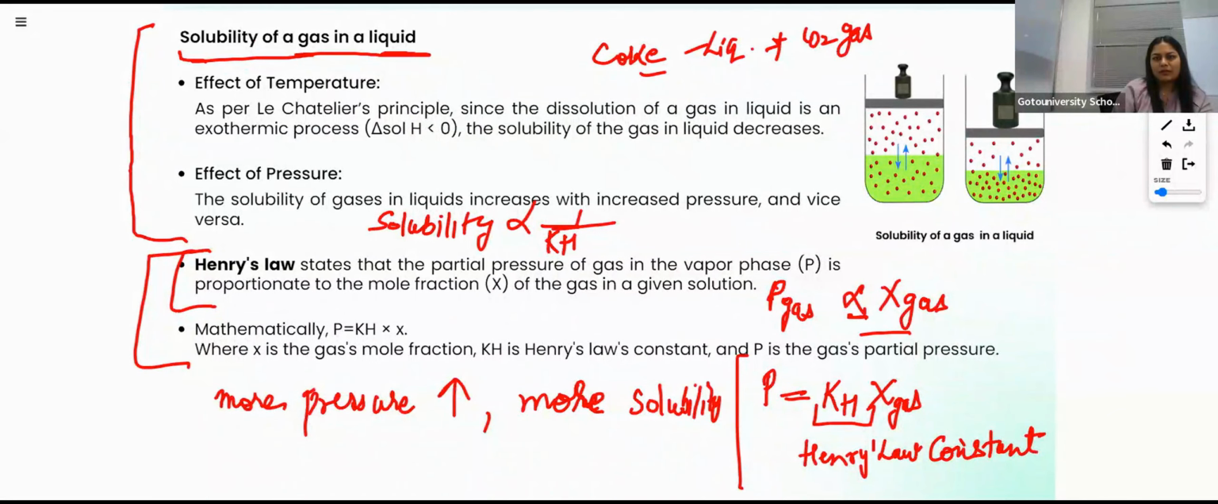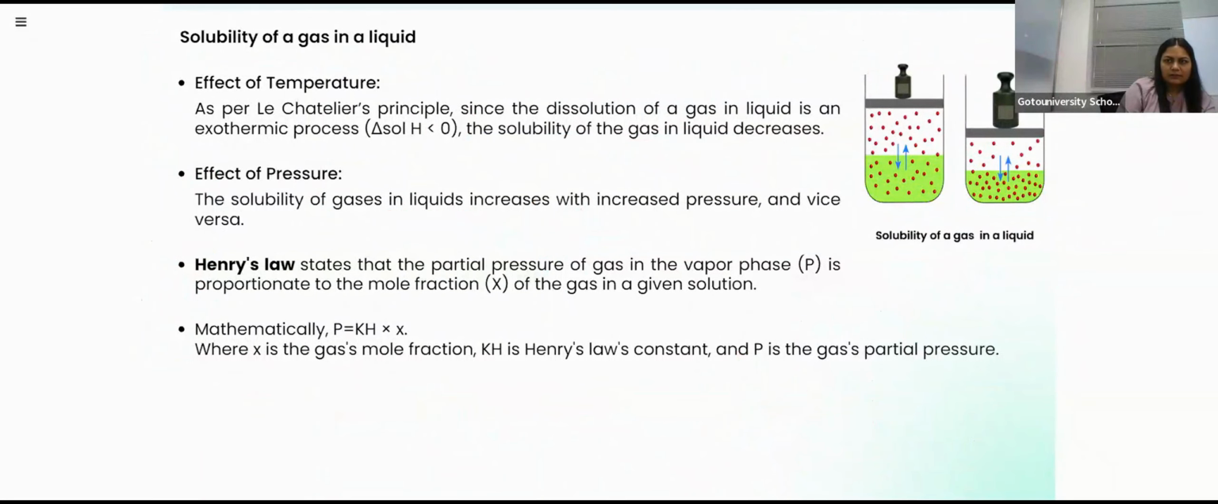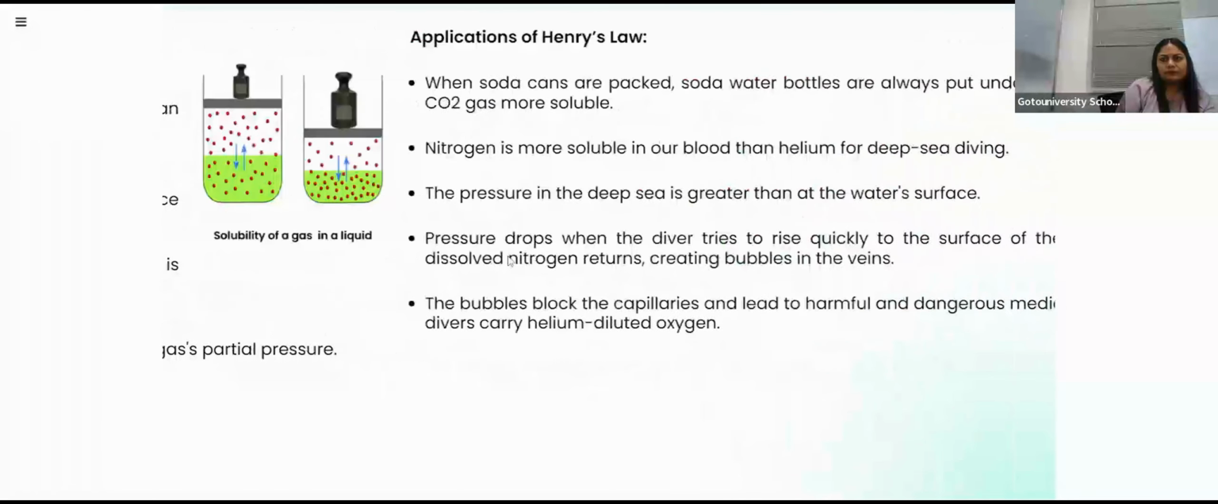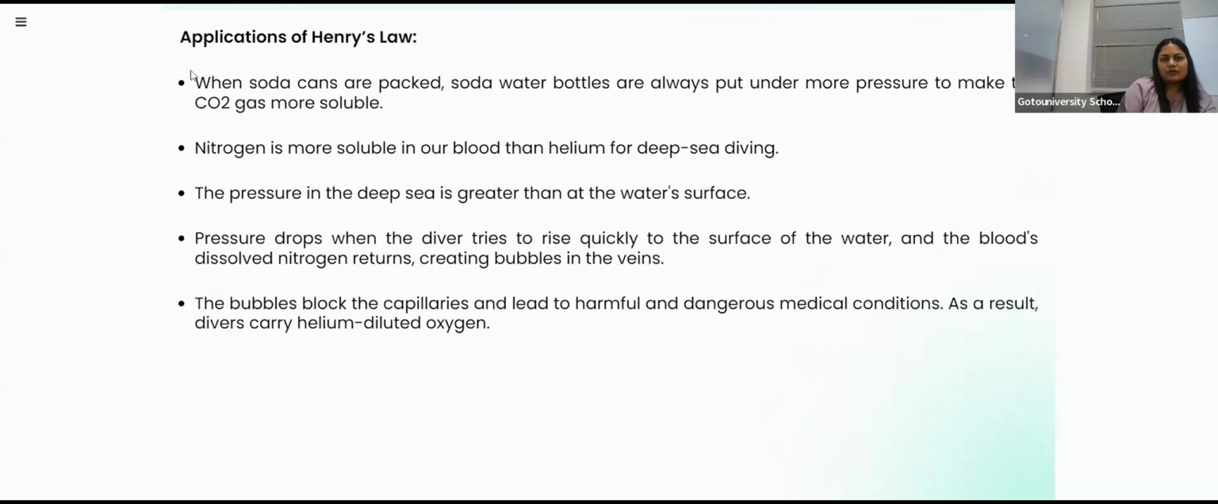What is the effect of temperature and pressure on solubility of gas in a liquid? If we increase the temperature, solubility of gas in liquid decreases. If we increase pressure, solubility of gas in liquid increases, right? Where we apply Henry's law, as I told you, when soda cans are packed, you know, soda water bottles, they are put under more pressure to make CO2 more soluble. Okay, and you can read these applications of Henry's law in real life.